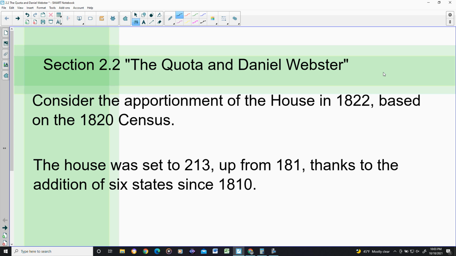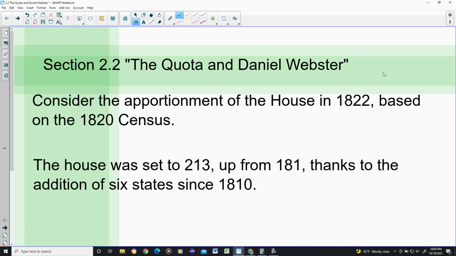Now, Jefferson's method was used right at the start in 1792. Based on the 1790 census, it was the first apportionment method voted in, and it was good for a while. But things happen.